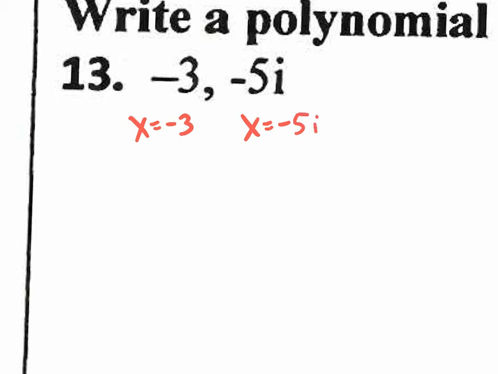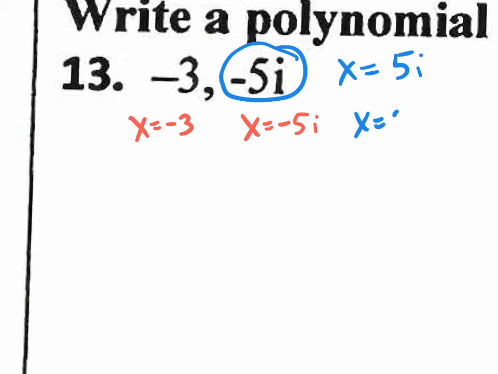Now, we did learn the complex conjugate theorem that says if they give you an answer that's imaginary or a complex number, then the complex conjugate is also an answer automatically. So what is also an answer automatically that's not shown here? x equals positive 5i as well, right? So I probably should have written it down here. x equals positive 5i. So we have these 3 different answers.